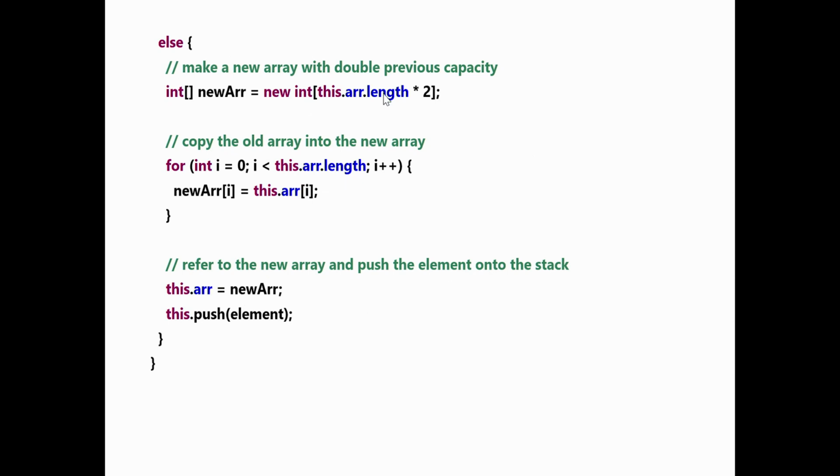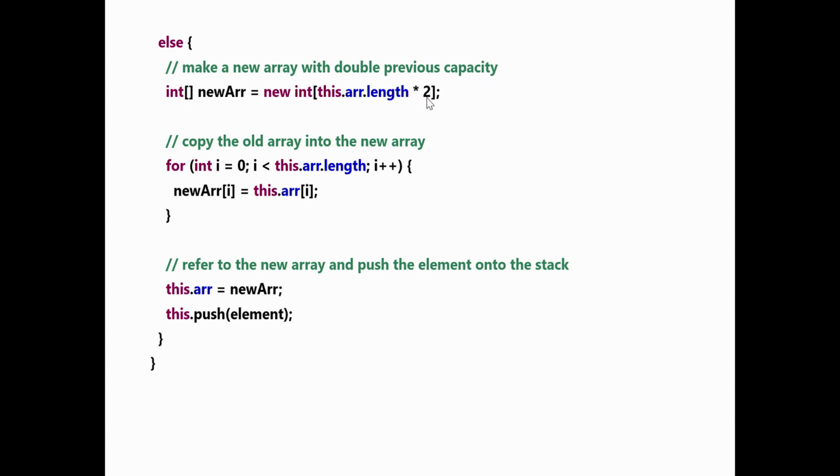So it turns out what we're going to do is make the array 2 times bigger than the original array. So how do you make a new array? Well, you just use new int. How big is the new array? It's just the length of the old array times 2.